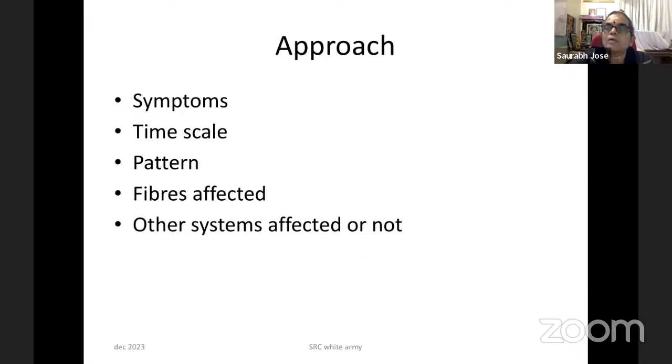So this is grossly the anatomy. Now we will go to the approach. We can approach this with the symptoms, time scale, pattern, fibers affected, and other systems affected or not. There will be a lot of symptoms with which the patient presents, and it has to be looked at: the duration, the time scale, the pattern of presentation, the fibers affected, and whether other systems are affected or not.